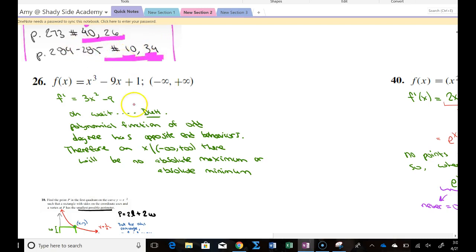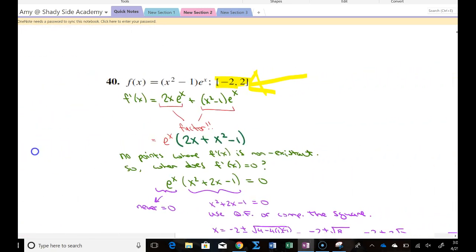I don't think I need to do both of them, but here's 26, and the instructions were to find the x coordinates that correspond to an absolute max and an absolute min value of f of x over this domain. And as you can see here, I started to do the work and then I said, oh wait, duh. It's a polynomial function of odd degree over this interval of all real numbers, and a polynomial function of odd degree has opposite end behaviors, therefore there is no absolute max or absolute min on the interval.